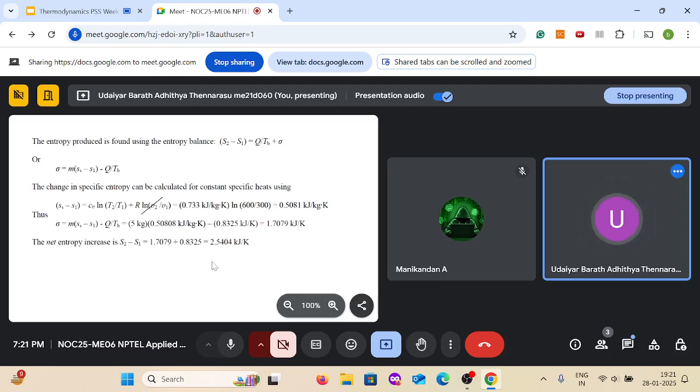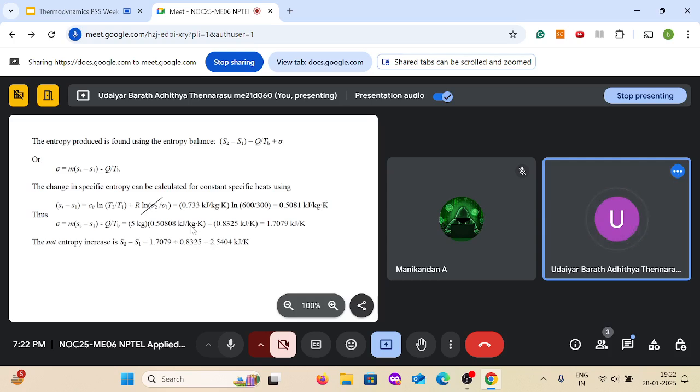The change in entropy can be calculated for constant specific heat. Since the volume is constant, S2 minus S1 is Cv ln T2 by T1. Substituting the temperature values, you can find the entropy change. The entropy change comes out to be 0.5081 kilojoule per kg Kelvin. Now calculating these values, we can find sigma as m (S2 minus S1), which is 2.7079, the entropy change in the system, plus your surrounding, which is 0.8325. So this comes out to 2.5404 kilojoule per Kelvin.